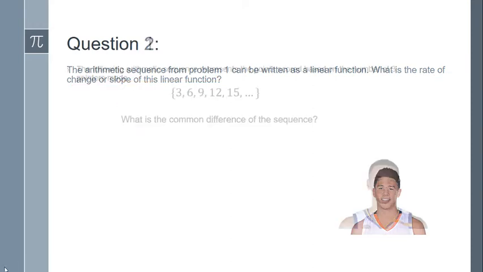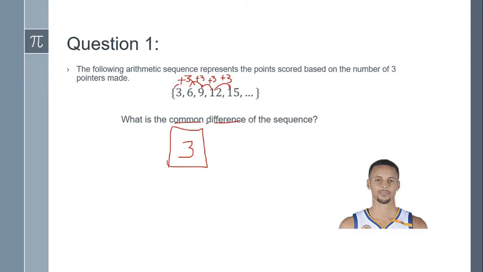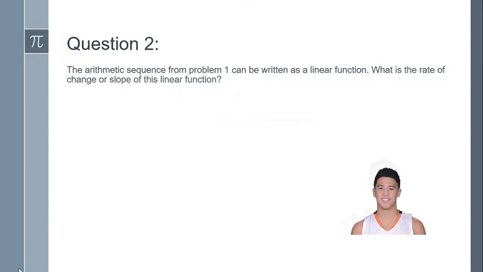So from question 1, we can see that the common difference for this sequence was 3. And then so what is the rate of change or slope for the linear function? It is 3. Right? I bet that was a lot easier than you thought it was going to be. Right? So don't make these questions harder than they have to be. Rate of change means common difference.